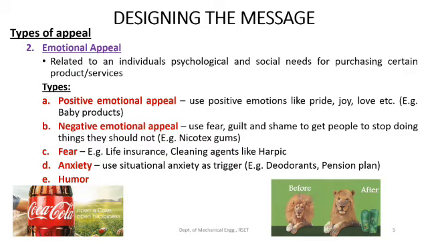There is another kind of appeal which uses negative emotions. They use fear, guilt, and shame to get people to stop doing things they should not. For example, take the case of Nicotex gums. These are put forth as a solution to smokers. When they convey a message about this product, they use a negative emotional appeal, where they use fear as the common emotion.